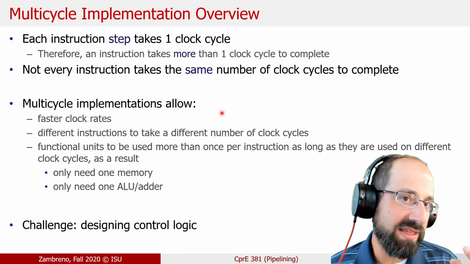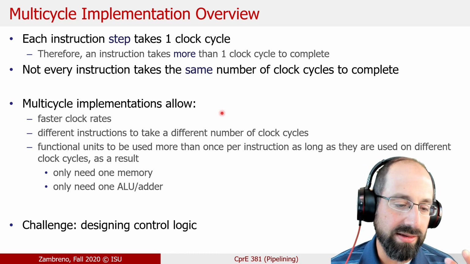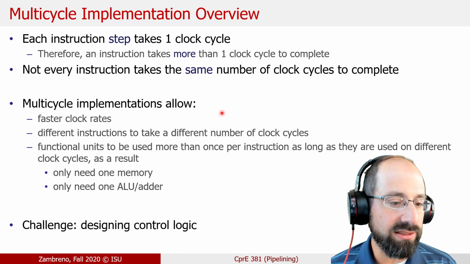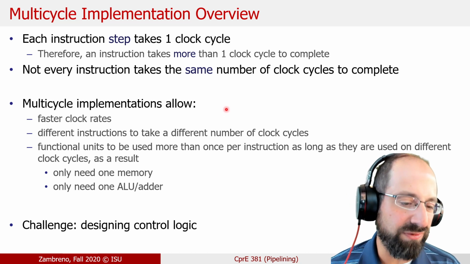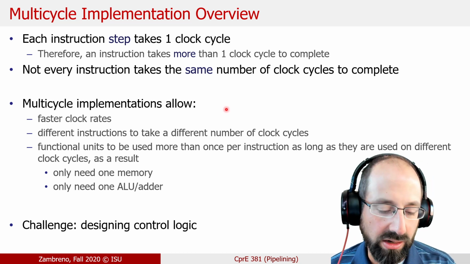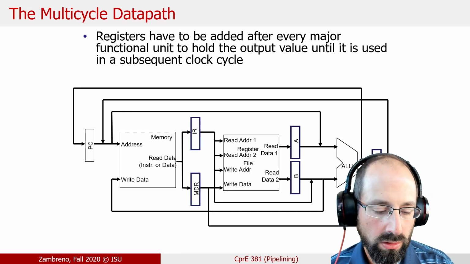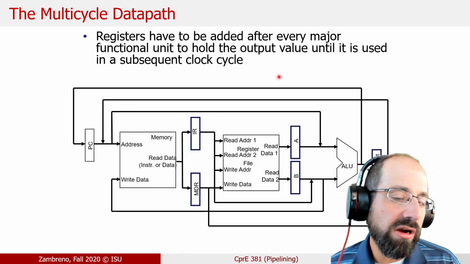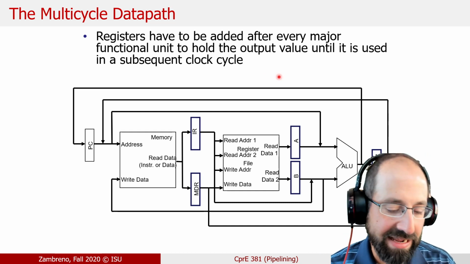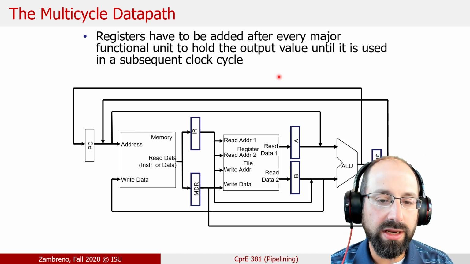For this class, given the design of MIPS, we don't have to really go to that level. Each instruction can be broken down into 5 steps or fewer. That's not going to be too many states in our FSM based implementation. So let's see if we can figure out a little bit of the idea just by looking at the data path for the multi-cycle implementation.